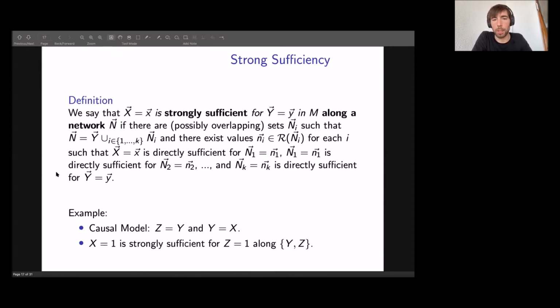So that if we look at the same example, we do get that x equals 1 is strongly sufficient for z equals 1. Now, an important clarification is that this sufficiency occurs along a network. The network consists of all the intermediate steps that you're taking to get from x to z. In this case, the network would consist of y and z, because those are the variables that you came across. And taking into account the network is an important element of saying what form of sufficiency, or what exactly the relation is between the cause and the effect. It's not just that it's strongly sufficient, it's that it's strongly sufficient along a particular network.